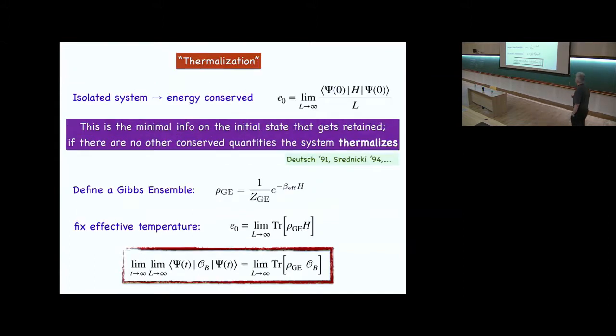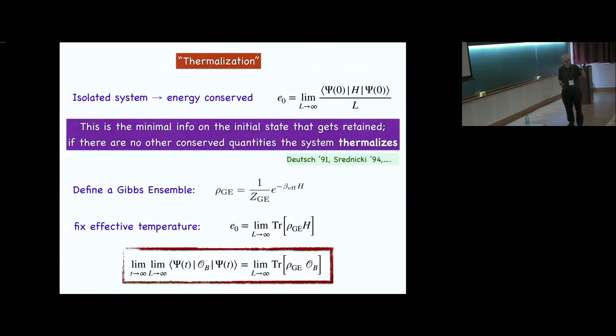Okay, so now let's come back to the question we had asked. What happens at late times after quantum quenches? Let's consider the simplest case where the only conserved quantity is energy. Energy is always conserved because the system is isolated. There is no environment. Now let me assume there are no other conservation laws.